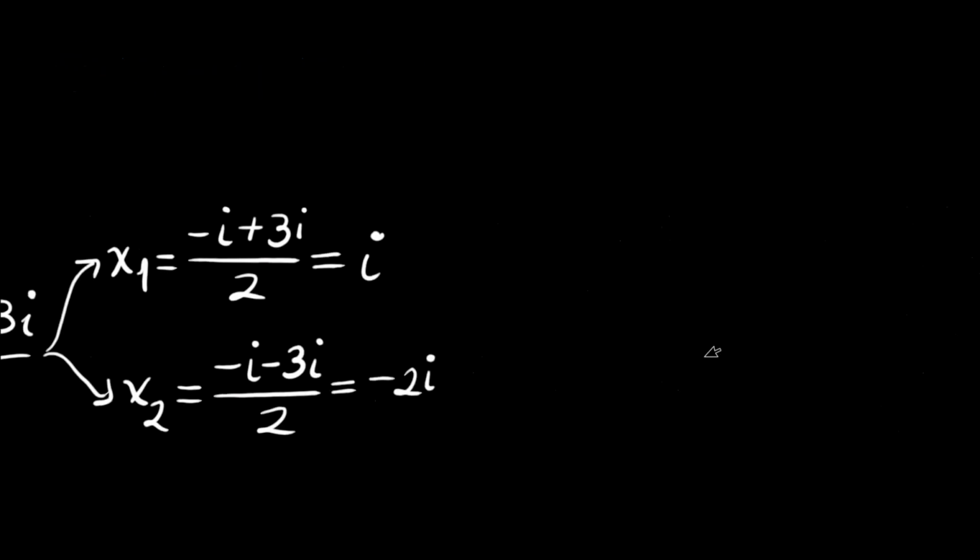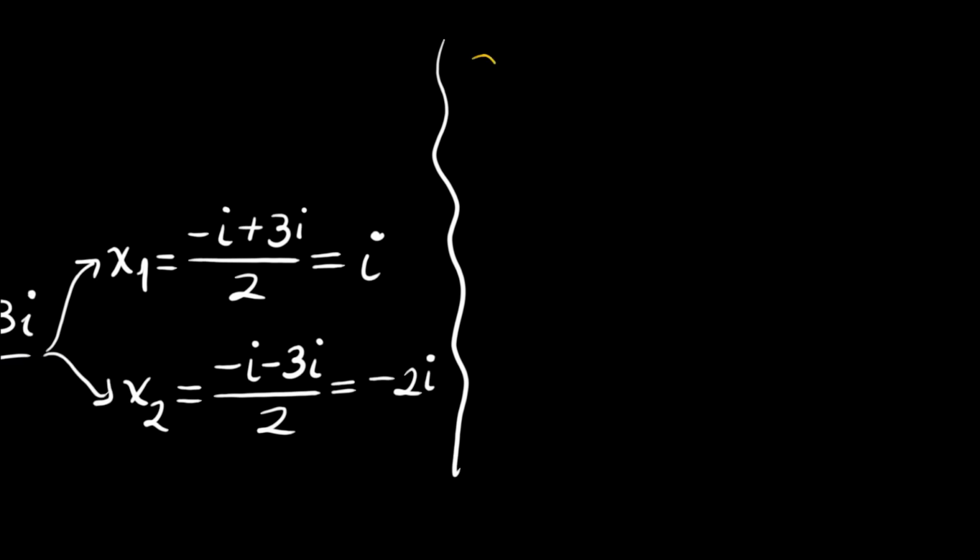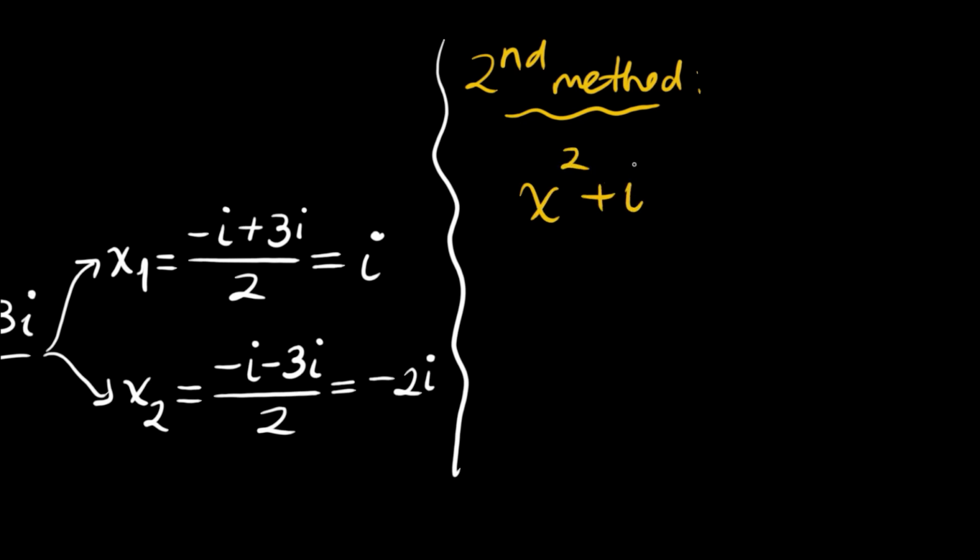Let's try another method. Let's try to factorize this. This is the second method. We have x squared plus i times x plus 2 is equal to 0.